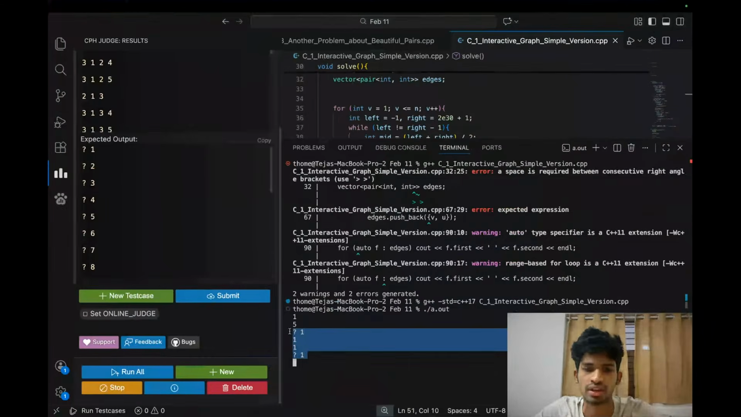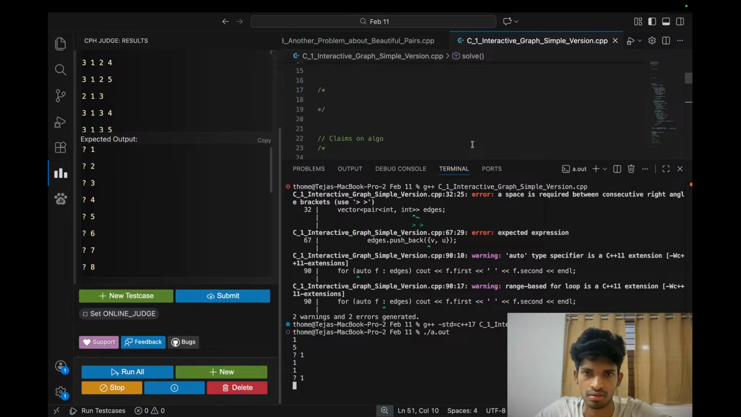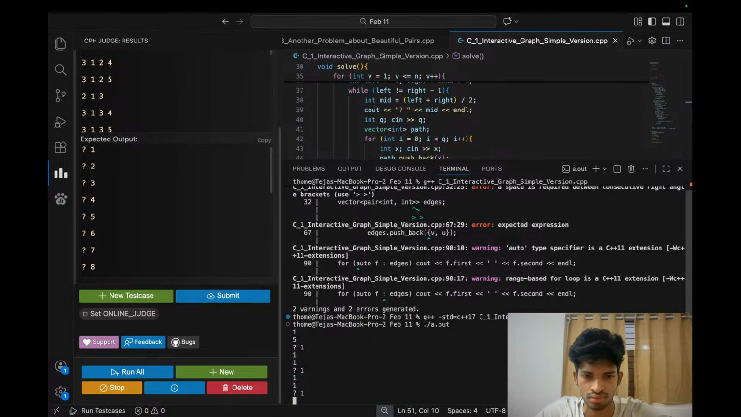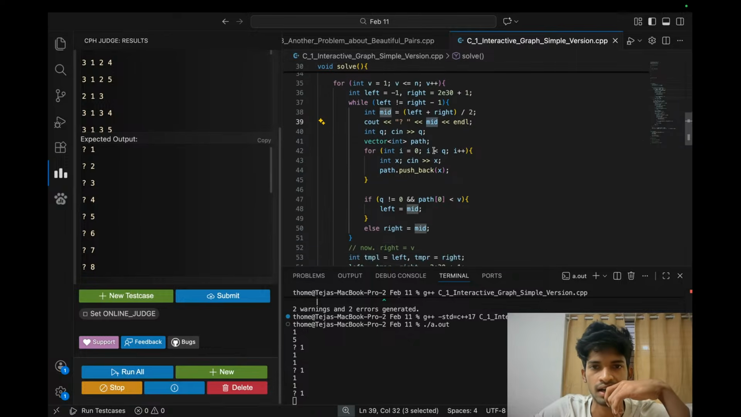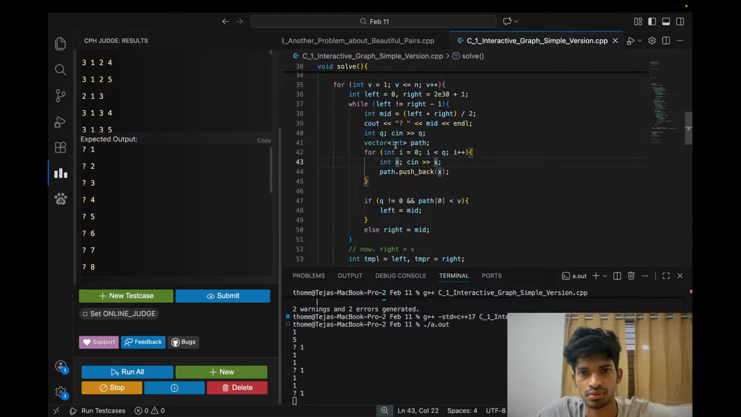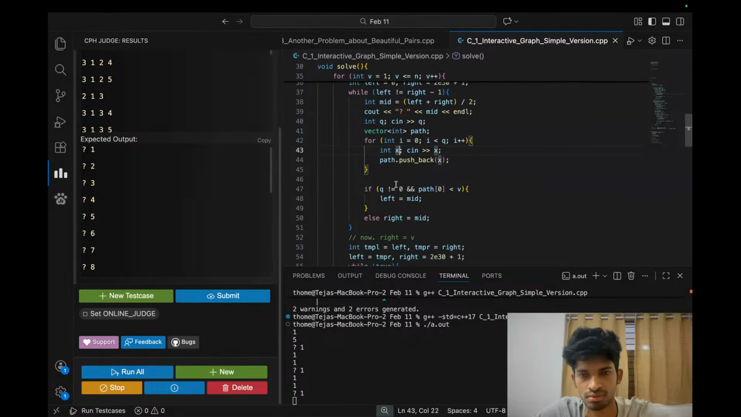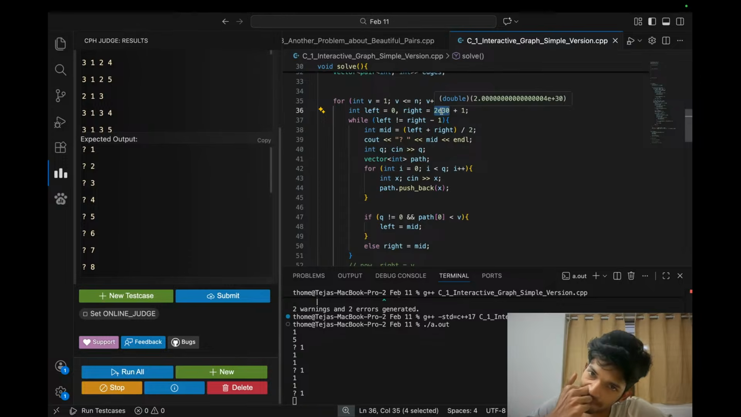Why is it asking one again? Why is it asking one again? Left equals zero, let's say. Wait, this is too big. We want 2 power 30, which is 29.